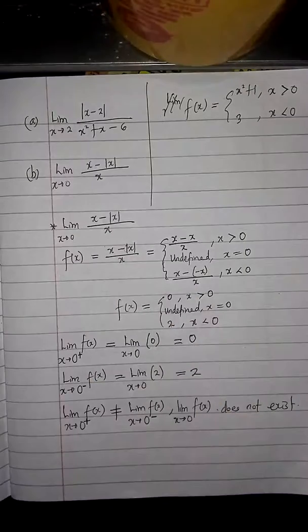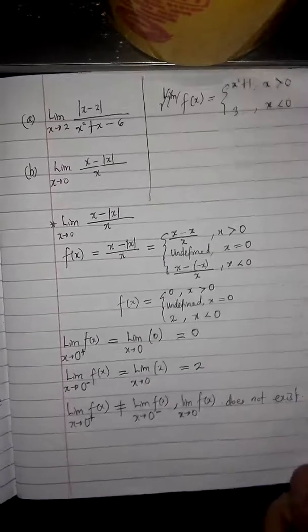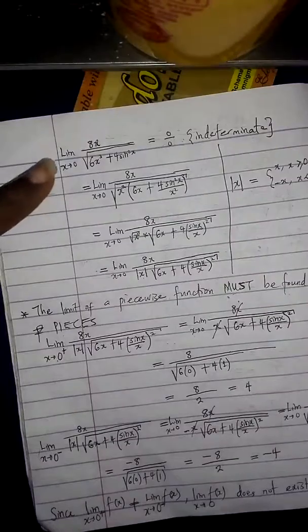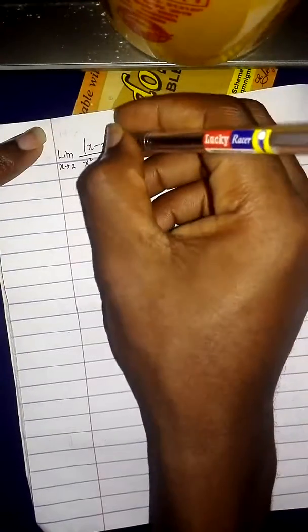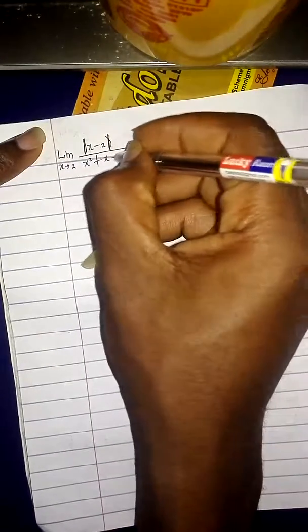Alright, so let's solve question A. For question A, let's do it on another page. For question A, we have to evaluate, as x approaches 2, the modulus of x minus 2 divided by x squared plus x minus 6. Sorry, this is the modulus of x squared plus x minus 6.